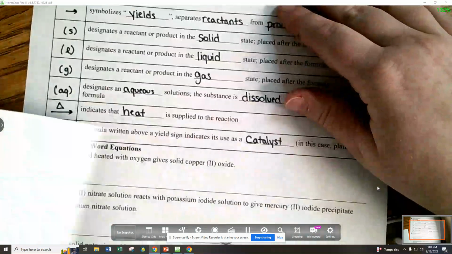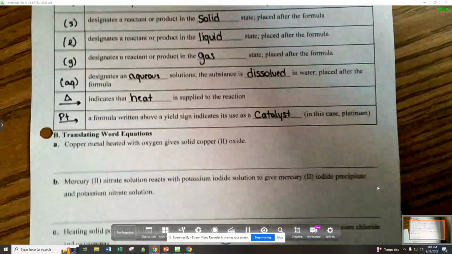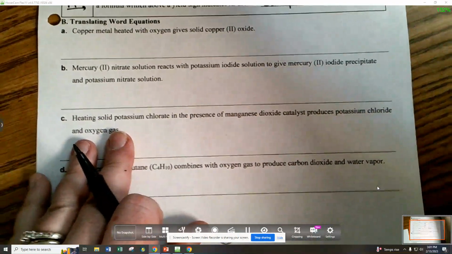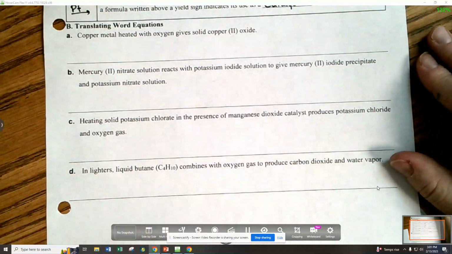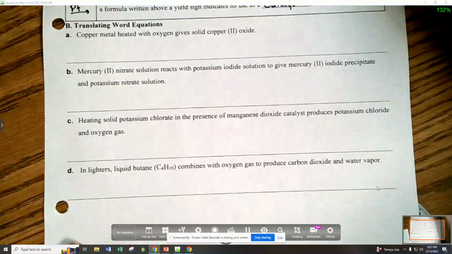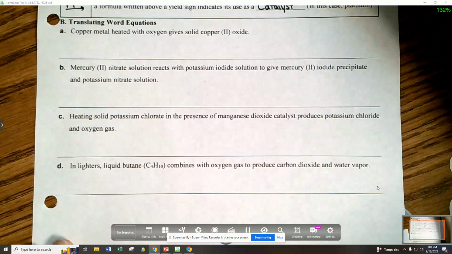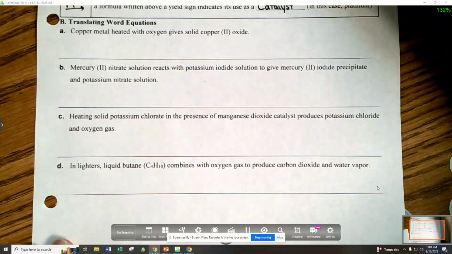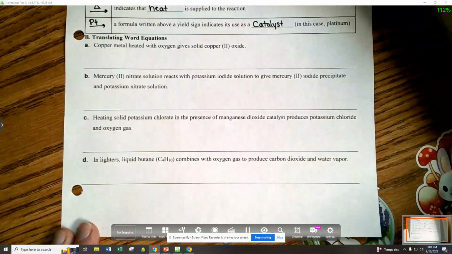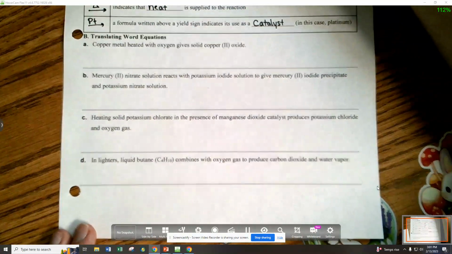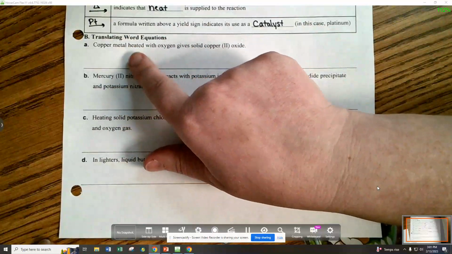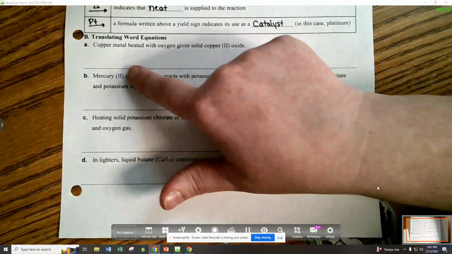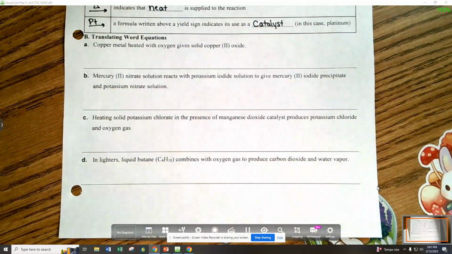Speaking of which, we're going to swap gears and start translating using that information with what's going to be a little bit new here. So here we have: copper metal is heated with oxygen and it gives solid copper(II) oxide. The first thing you want to make sure you understand is what is the reactant versus what is the product. I can see that copper metal is heated with oxygen and it gives. So that means that these 2 things are our starting material, or the reactants.